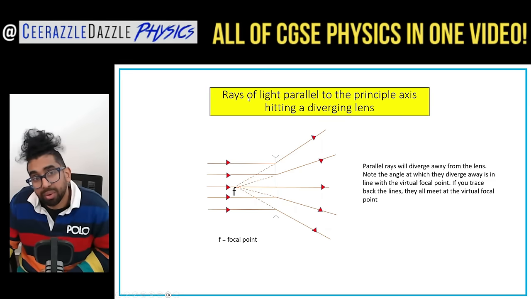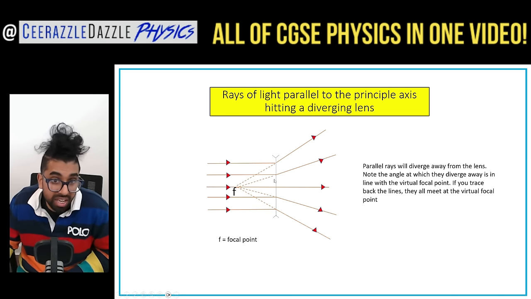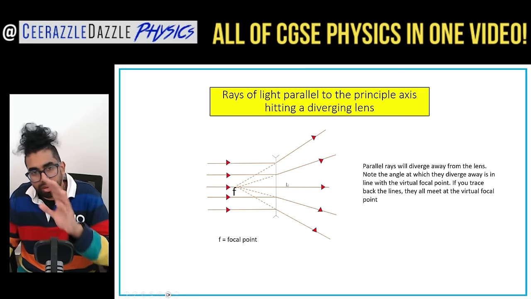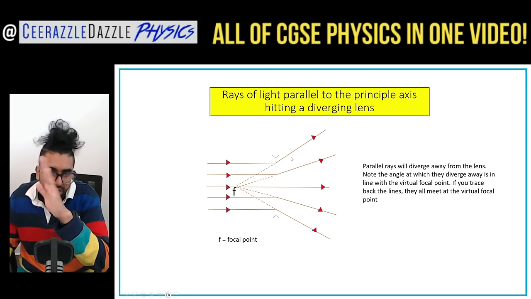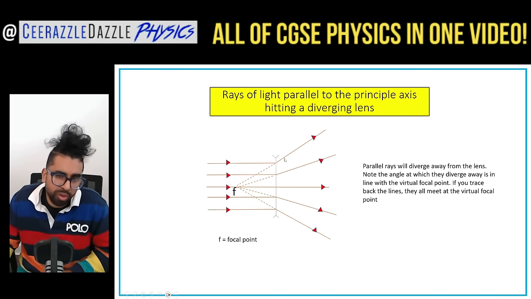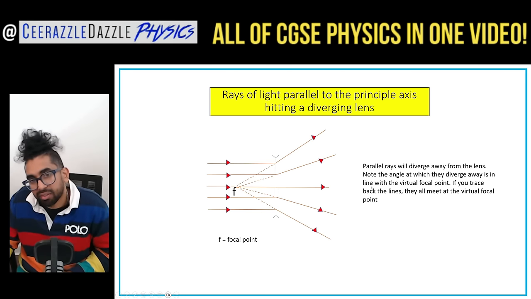Next one. If we have parallel rays of light hitting a diverging lens, the parallel rays of light hit it and they're going to spread out over here. Then you might be asking me, how do I know which angle they're going to move off at? It's because if you were to extrapolate the lines backwards, they will all meet at this point over here. This will be called the focal point, where they all meet over here. Right, and this will be for a diverging lens.